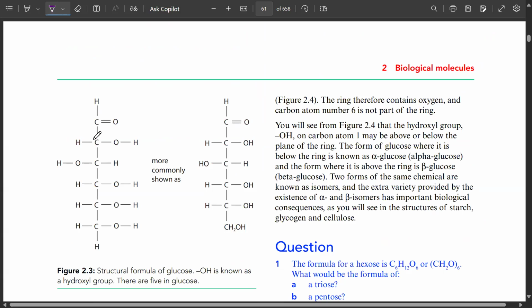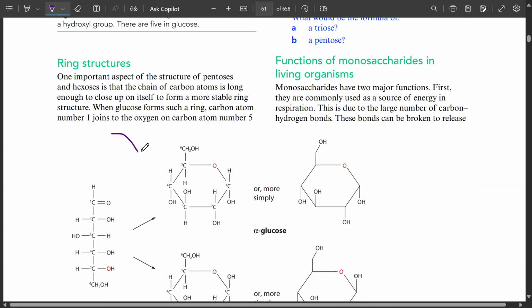This is what glucose looks like. We have 1, 2, 3, 4, 5, 6 carbons, and when we join it into a ring, it is going to look something like this. Okay? When we join it as a ring, this is the first carbon, second, third, fourth, fifth, and sixth, and we have 1 oxygen as well. All carbohydrates contain carbon, hydrogen, and oxygen. And one important aspect of the structure of pentoses and hexoses is that the chain of carbon atoms is long enough to close upon itself to form a more stable ring.